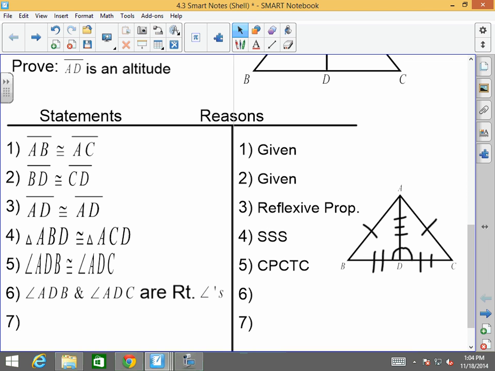Phenomenal. Angle ADB and ADC are right angles. Why? Because of the right angle theorem. Now, some of you may say, whoa, whoa, whoa, you never proved they were supplementary. Remember what we said. We no longer have to prove that. We no longer have to state that.